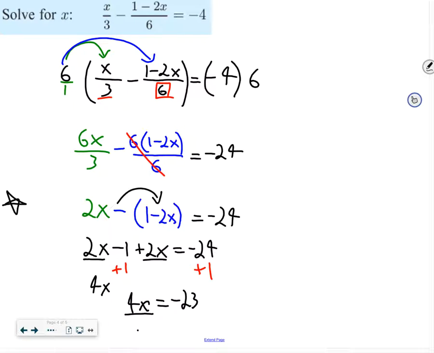Divide both sides by 4. Divide this side by 4. And I get x is equal to negative 23 over 4.